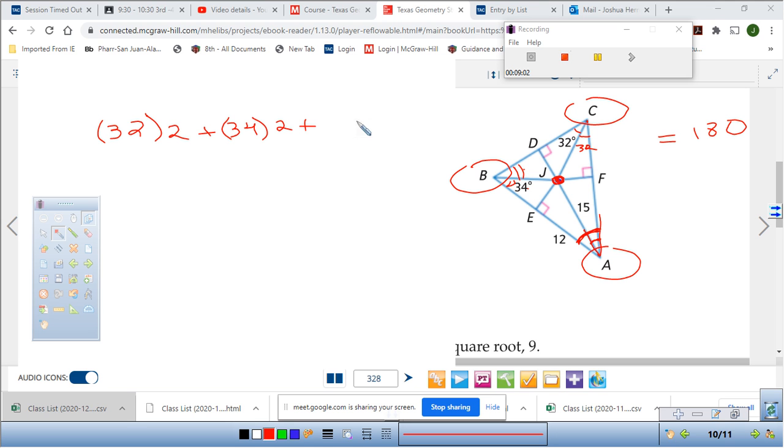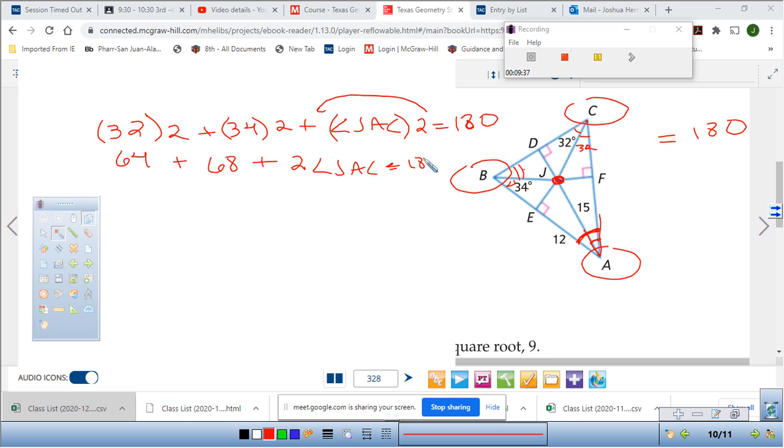Let me go with that angle, JAC. They want JAC, right? I have JAC, and I already have two of those. And when I add them all up, it gives me 180. So I'm just going to approach it like that and do the math. This one here gives me 64, plus this one gives me 68, plus, if you don't mind, I'm going to throw the 2 in the front, 2 of angle JAC will equal 180.